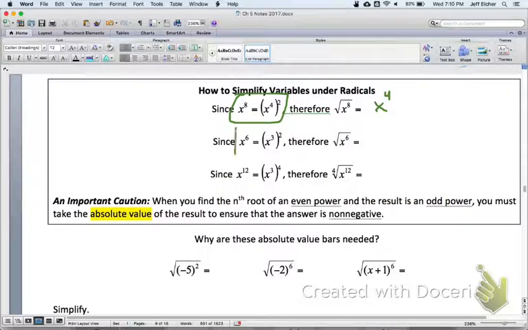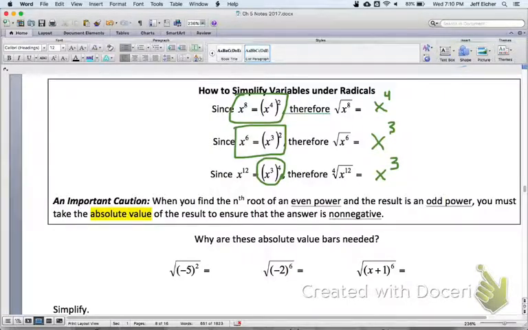Now the next one is x to the 6th equals x to the 3rd squared. So we would say the answer to the square root of x to the 6th is x cubed. And then since x to the 12th is x to the 3rd to the 4th, notice we have a different 4 instead of a 2 there, we would say the 4th root of x to the 12th is x to the 3rd.